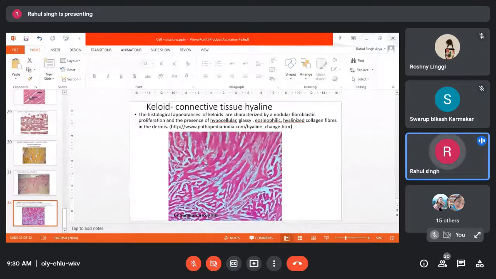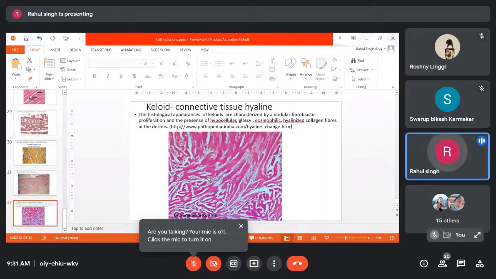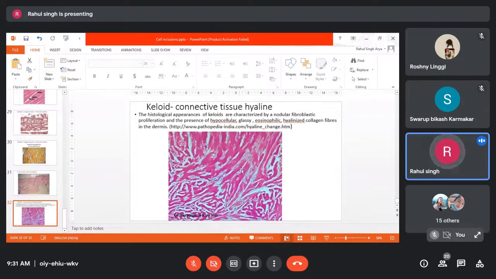Now this is keloid, connective tissue hyaline. You can see that these are very thick structures. The connective tissue fibers are not this thick. So what happens is that there is extensive proliferation of connective tissue, and over time those fibers have merged and formed these thick hyaline fibers. Thick hyaline structure, also called connective tissue hyaline. All right.